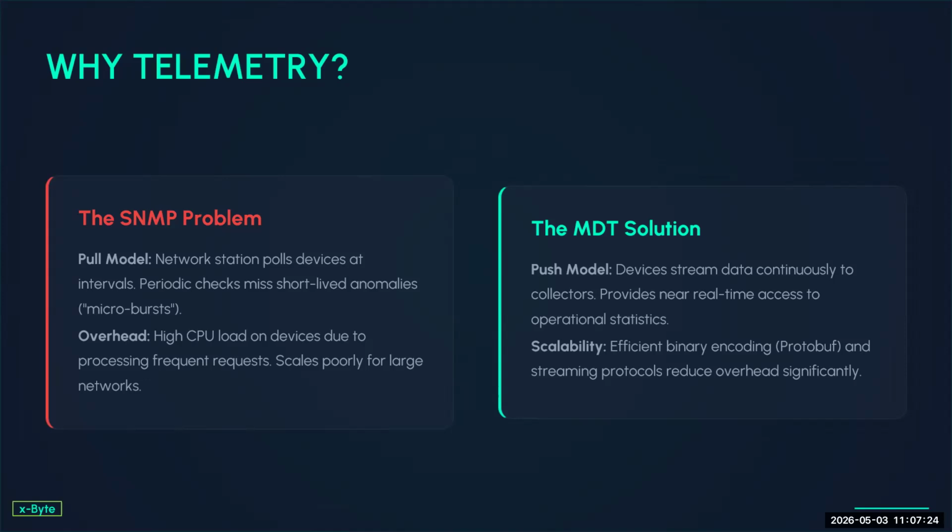And we run multiple MIBs of SNMP in the network, and all those MIBs pull data from the devices, which is collected by the collectors, the SNMP servers. So that adds overhead on the CPUs of the devices. So that's a limitation.